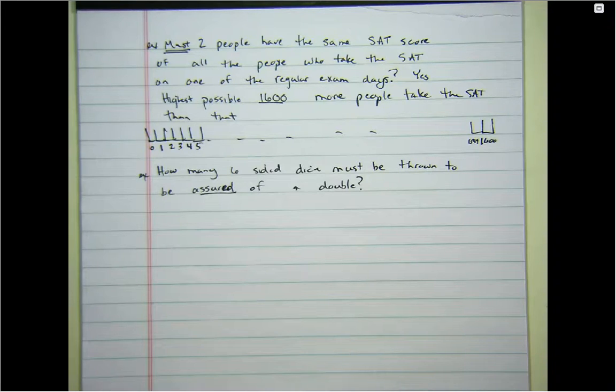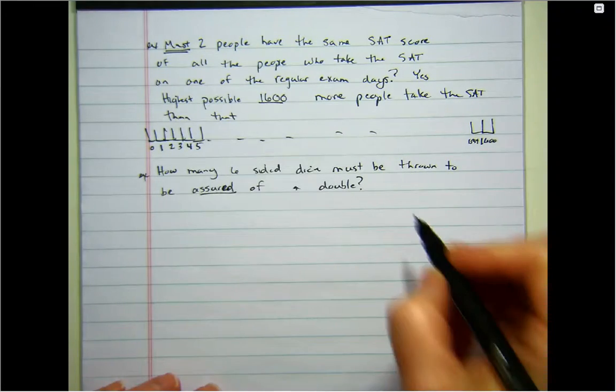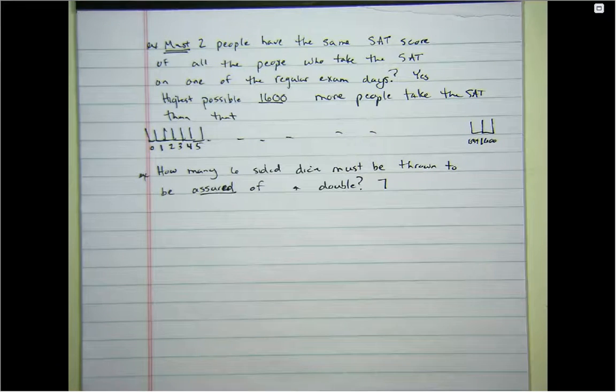Okay. I saw your hand first. What did you say? 7. So why did you say 7? Because theoretically you could throw a 1, a 2, 3, 4, a 5, and a 6. If you throw a 7th die in there, it has to be another one of those numbers. So we're going to go for the 7, because that's the way we're thinking of it.